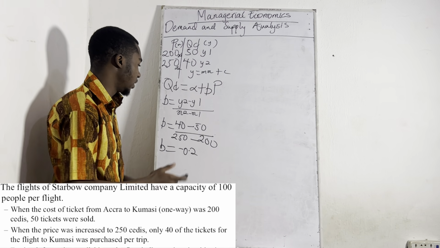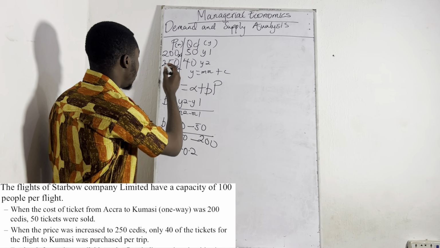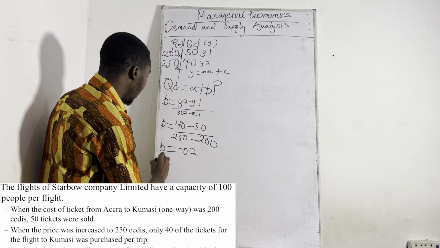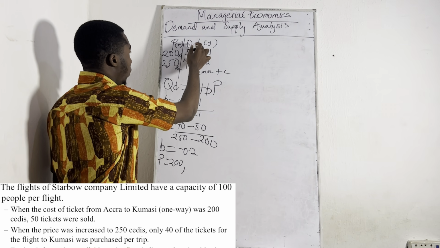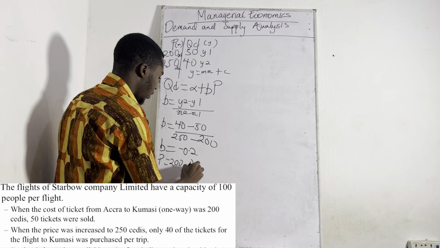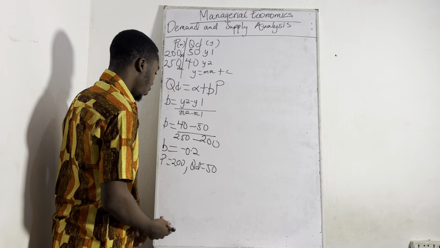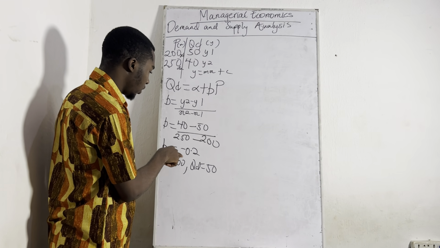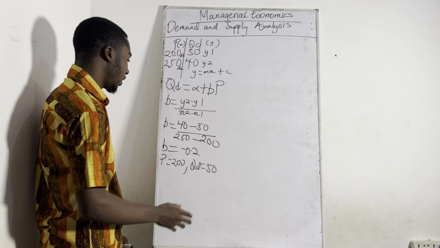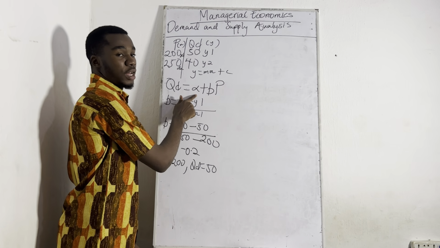I'll just substitute it. Do you get it? So now I already know that I'm using 250. So when price is 200, then the quantity demanded is 50. So now that I know that I'm taking these 2 points, when price is 200 and quantity demanded is 50, and beta is also negative 0.2, you've already found for the beta, you substitute all these three values into this equation to find for alpha.